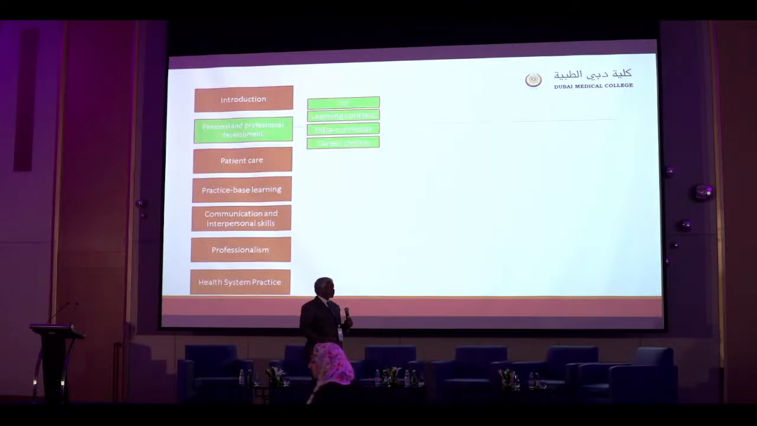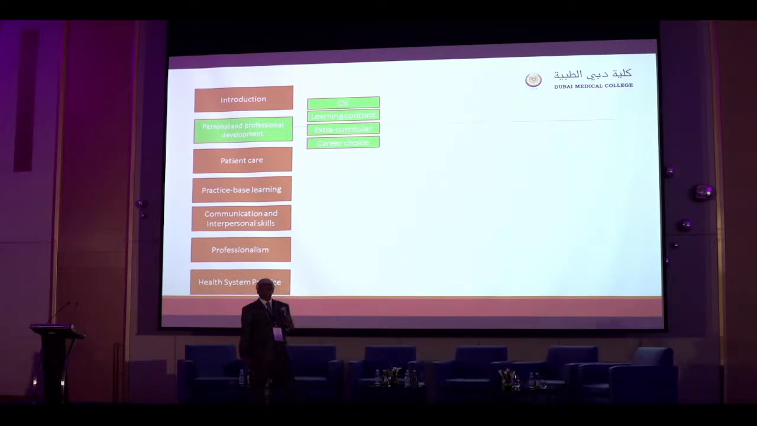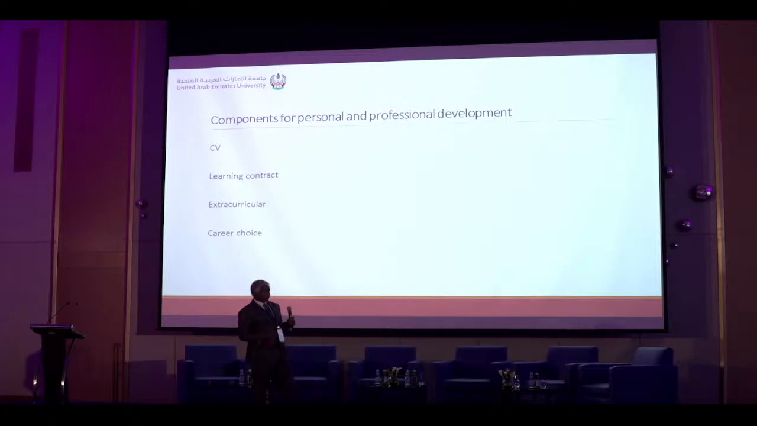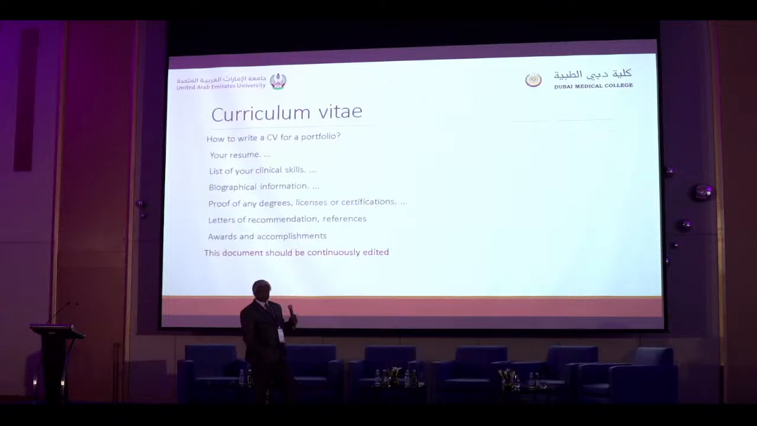Okay. So I will really move very quickly. Personal professional development: here students put a CV, learning content, extracurricular activities, and so on. So this is an example, and I will focus on this only. For example, in personal professional development, students will put their CV, their learning contract, extracurricular activities, and career choice. For example, on the CV, there is a template for how to make a CV, which is really very important. Students early in their training should know how to put together a CV because in the future they will apply for a job, they will apply for residency, and so on.